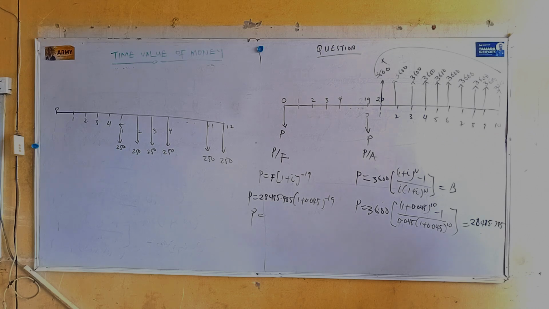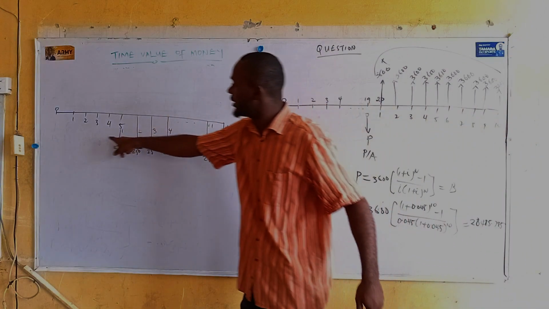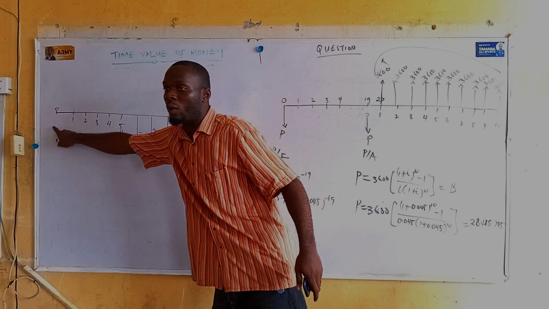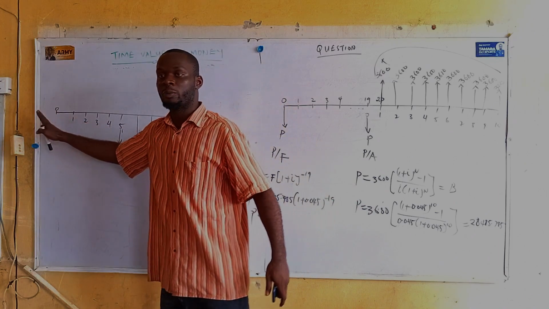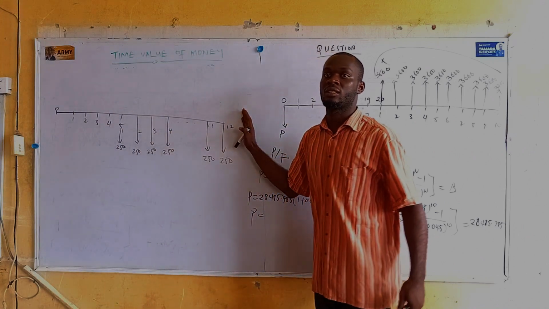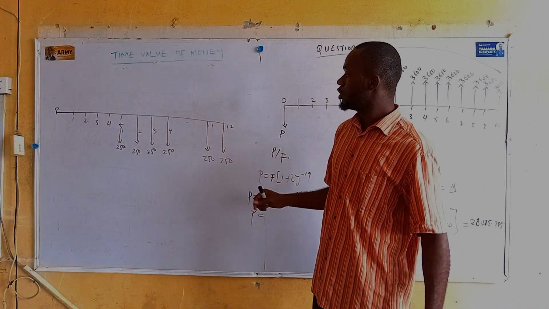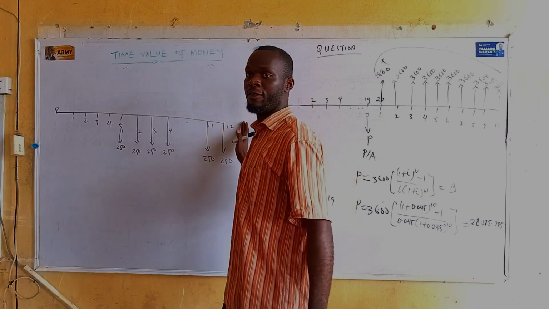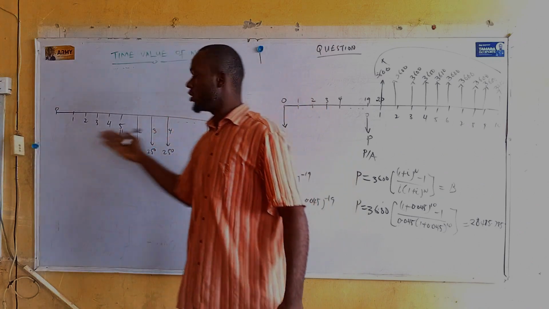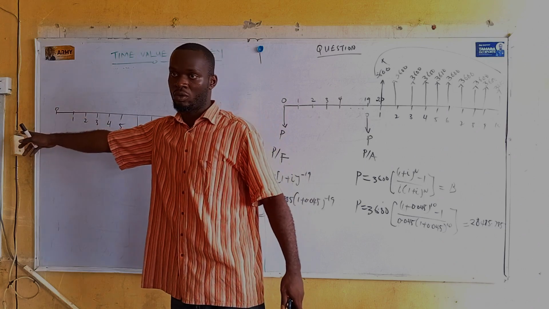So that's how you present it. Let's take it back and forth. I have to find the annual amount. So we must take this value now to 0, then spread it over 12 years. You can either take this to 12 and use F and spread it over A, or you make it to 0.